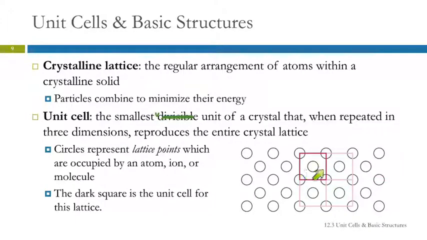So you can see that if you took this square and you repeated it here and repeated it there and repeated it here, kind of like laying tiles on a bathroom floor, you would get this whole pattern. The whole pattern is just this square repeated over and over again. Does that make sense?